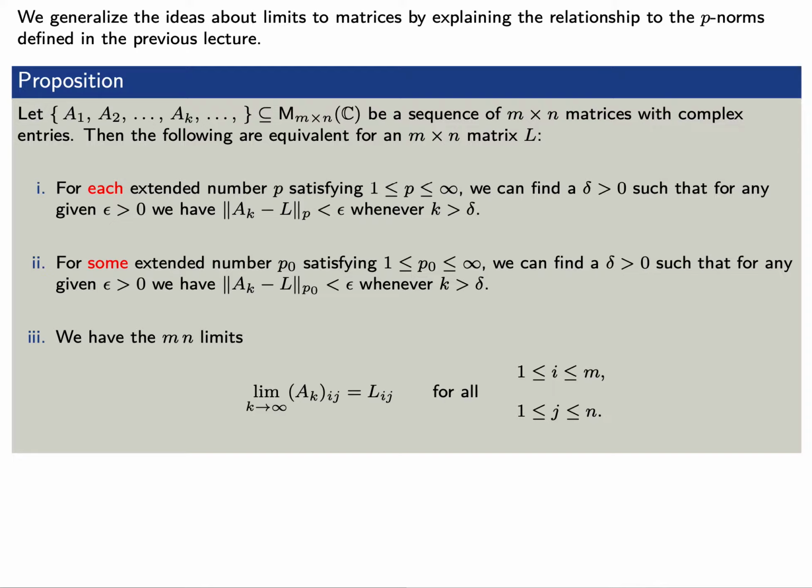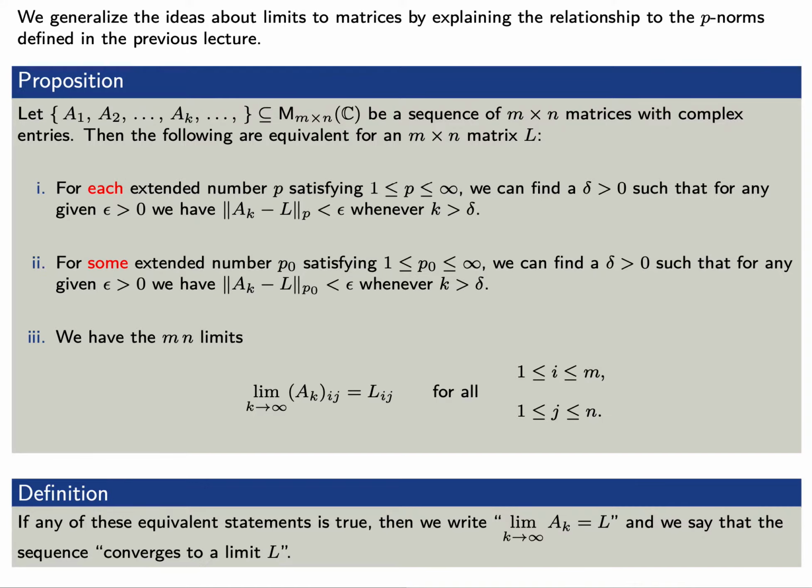For example, we could take a look at the ij entries of the matrices A sub k, and now consider what happens when we take the limit as k increases without bound. This should be equal to L sub ij, that is the ij entry of our matrix L. These three statements are all equivalent, and if any of these holds true, then we will say that the limit as k increases without bound of our matrix A sub k equals L, and we'll simply say that our sequence converges to a limit L.